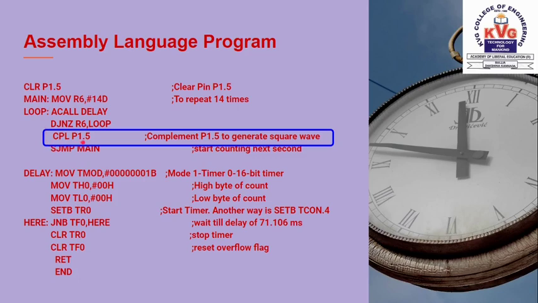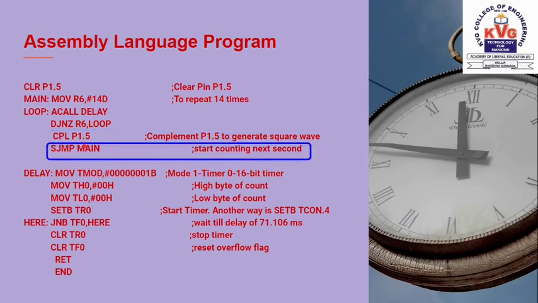So a 0 to 1 transition will take place after 1 second. After the next second, it will transition from 1 to 0. So each transition will be 1 second. We'll show that in the form of a square wave on Keil. I'll show you how that is executed.